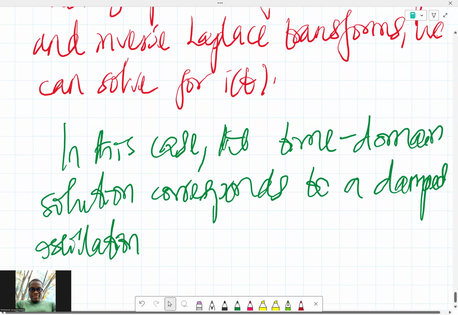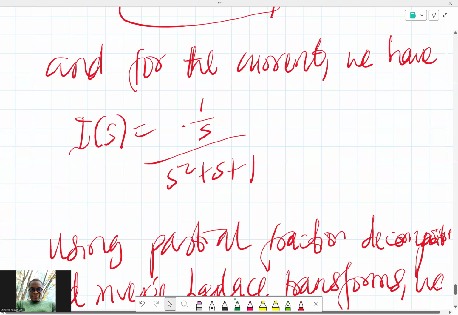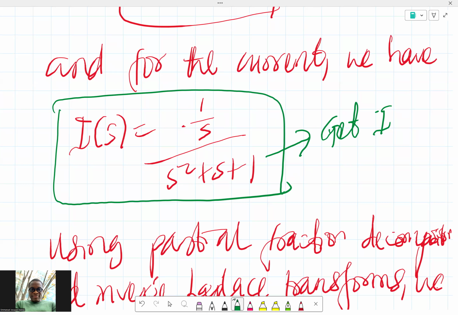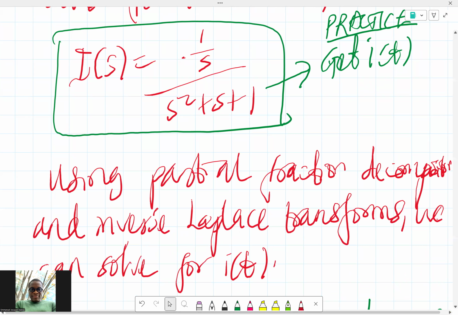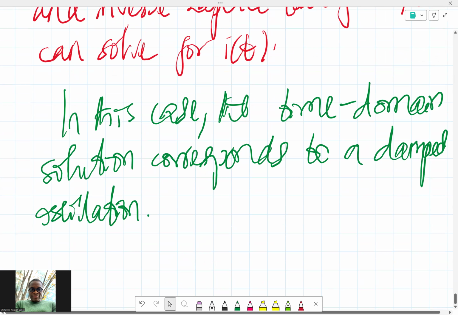Okay, please take this as an assignment. Let the assignment be to get I of t. Normally here we say I of t, that's smaller. Get I of t from that. This is practice. Of course, like we said, in this case the time domain solution corresponds to a damped oscillation.